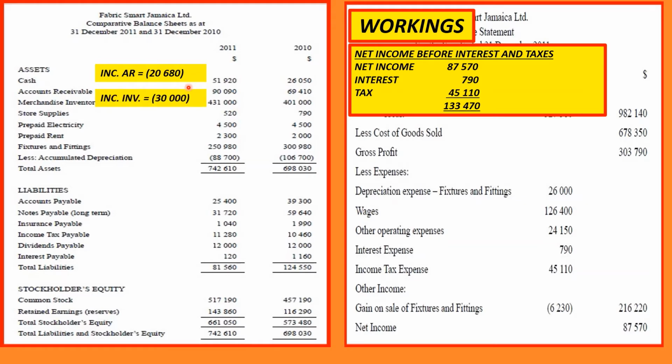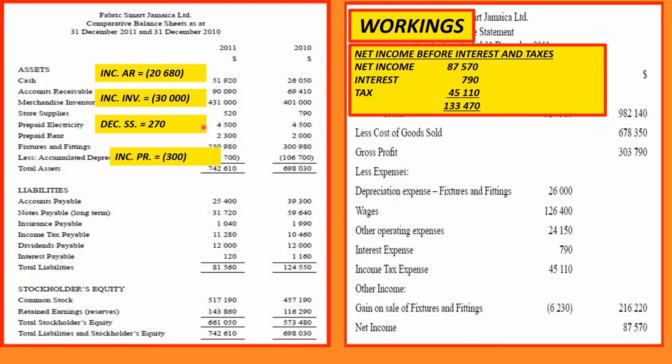Next, we have the merchandise inventory. Again, we see it increase from 401 to 431, so that would be an outflow of cash of 30,000. The same with the, sorry, that's the store supplies. This time it goes the other direction. It changes from 790 to 520. That is a decrease of $270, giving us a cash inflow of 270.